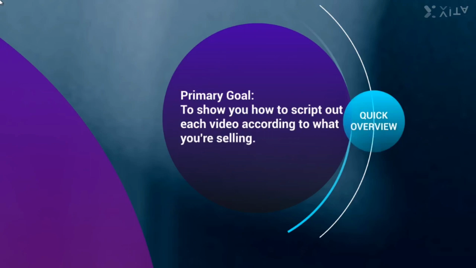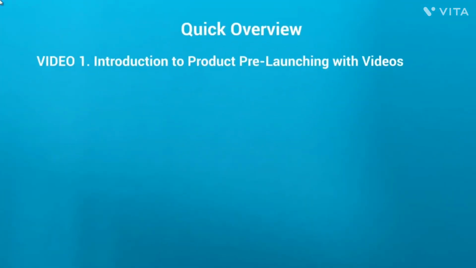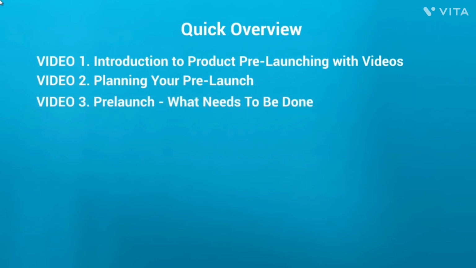Now, before we get started, I want to give you a quick overview of what's inside this video course. Video number 1 is, of course, this video. Video number 2 is planning your pre-launch. I wanted to make this video to make sure that we are on the same page. Video number 3, we're going to talk about what exactly needs to be done. And I'm going to show you a mind map. We're going to map things out so that you understand visually how things work beyond just the 4 videos.